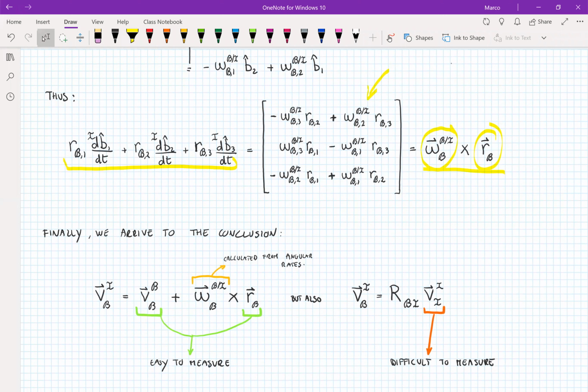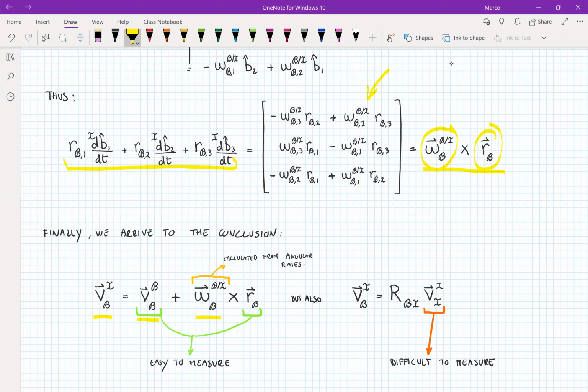So now, after all this time, we come to the conclusion that the inertial velocity expressed in the b coordinates can be written as the non-inertial velocity in the b coordinates plus the cross product of the angular velocity of the non-inertial frame of reference with respect to the inertial frame of reference in the b coordinates, cross product the position in the b coordinates.